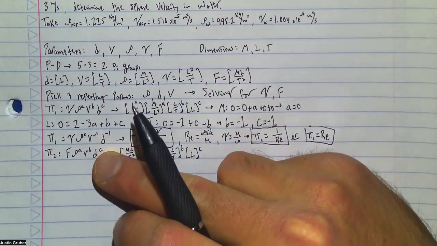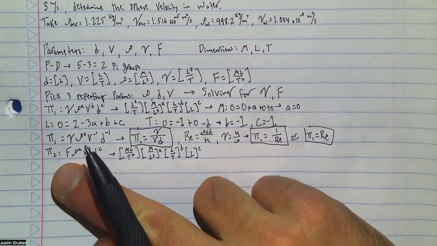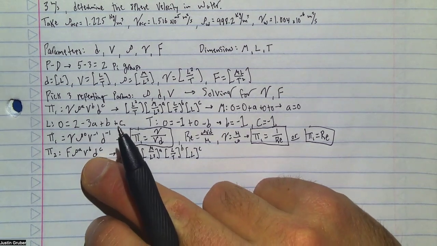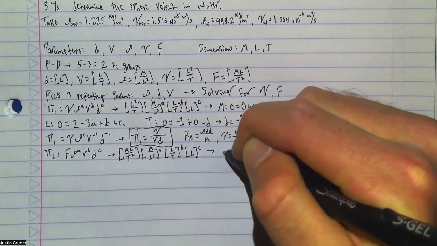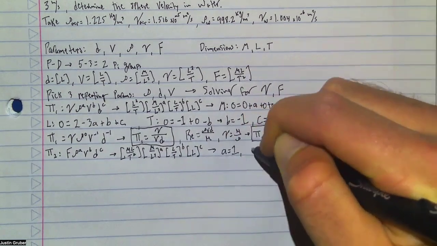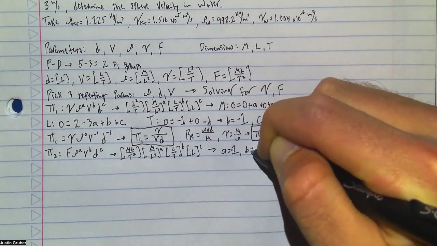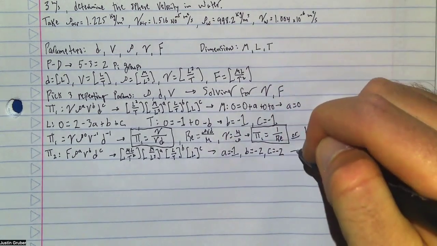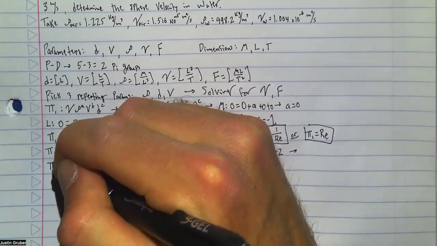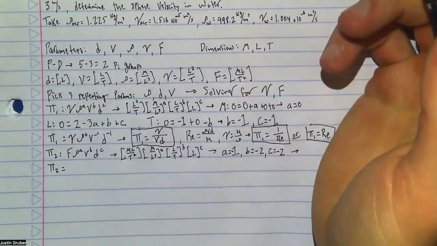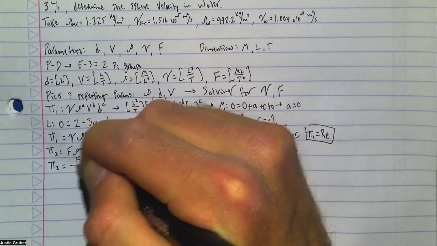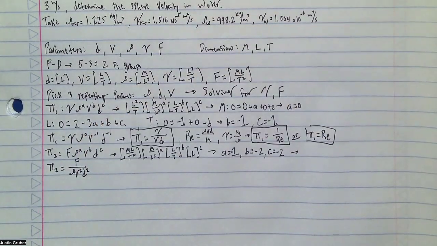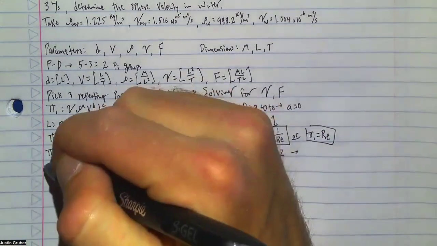And either way, this is a classic one anyway. If you have a force and then a density, a velocity, and some length, you'll get A equals 1 or -1, I guess. B equals -2, C equals -2. All right. So ultimately, you'll get pi 2 equals F over rho v squared d squared, which is like the classic drag coefficient right here.